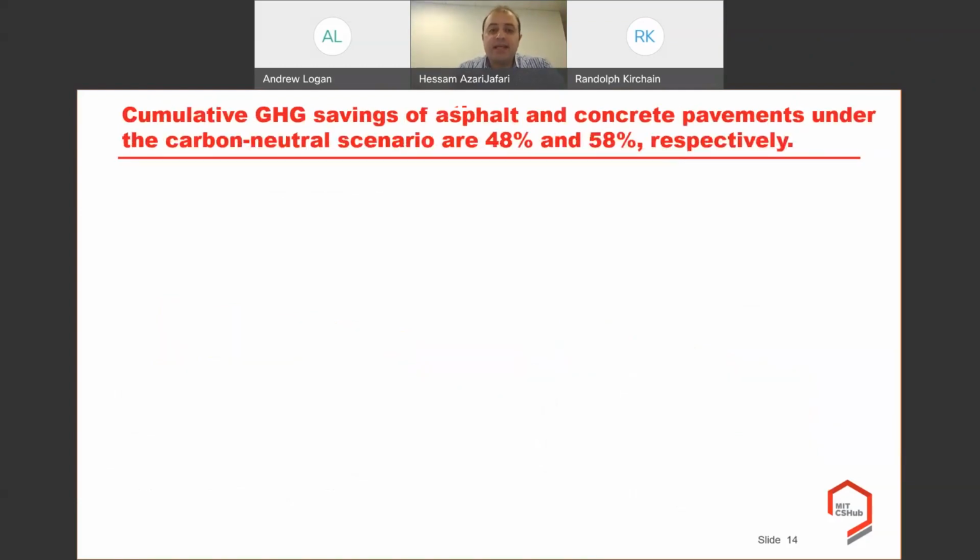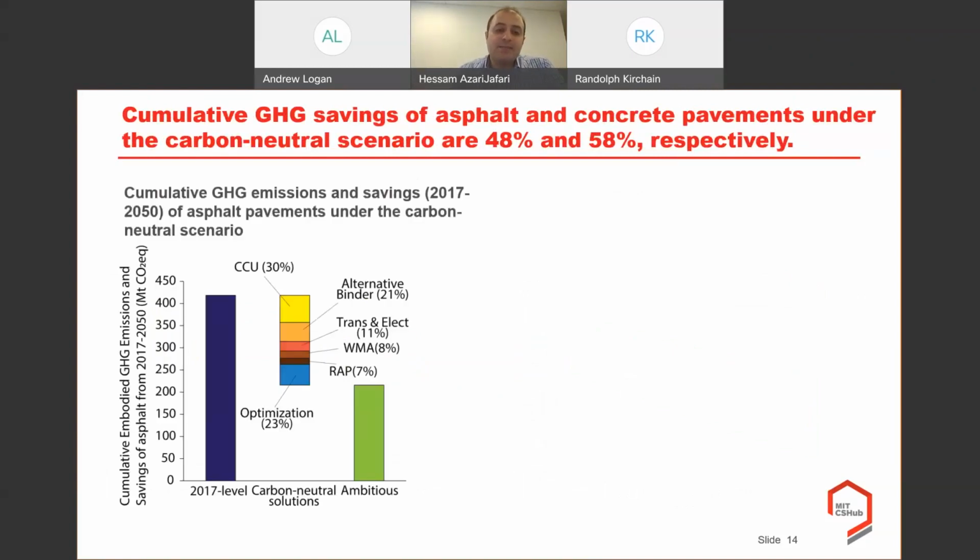So let's go see the cumulative GHG savings of asphalt and concrete during this 34-year analysis period. Here we can see the cumulative GHG emissions of the asphalt during this period. On the y-axis is the cumulative embodied GHG emissions from 2017 till 2050 in terms of million ton CO2 equivalent. The first and last columns show two different scenarios: the 2017 level, if we don't see any improvement in the future, and the last column is the ambitious or carbon neutral solutions that we propose here. And in the middle, you can see different solutions that we propose, implemented from the bottom to top.